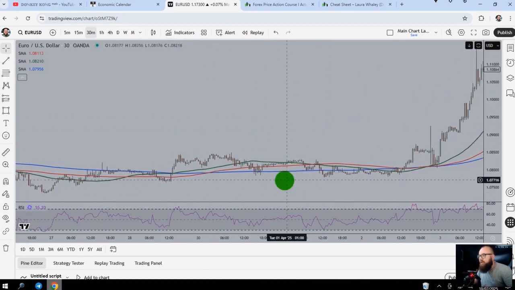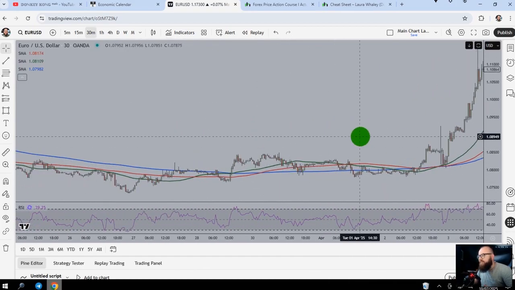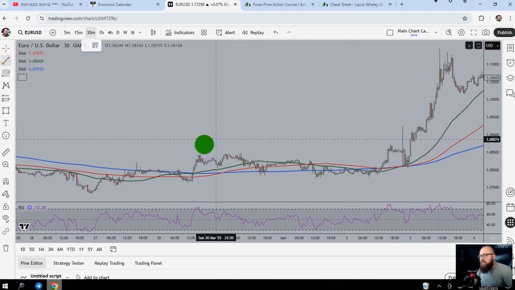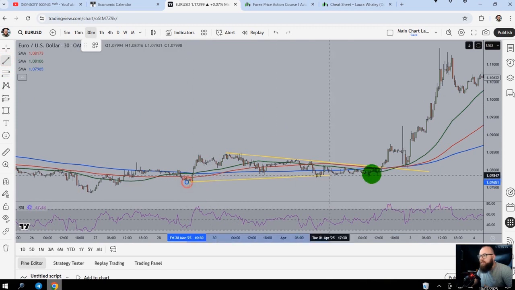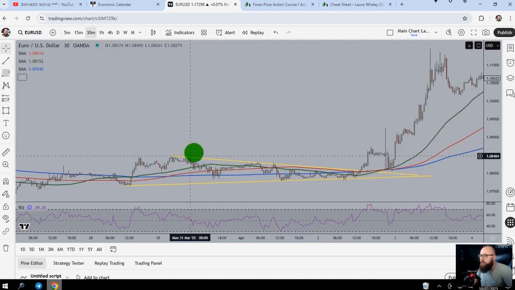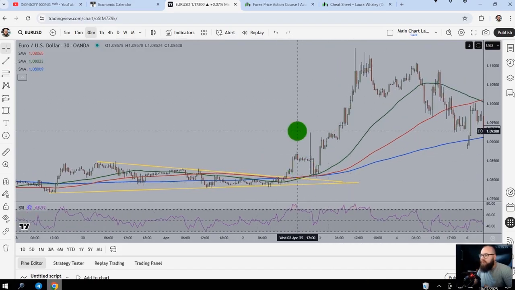Okay, there's one potentially here. It's a bit messy. It's not quite what I was looking for. But you have like this sort of thing where price is moving between support and resistance. Then we have this breakout, a nice big uptrend.